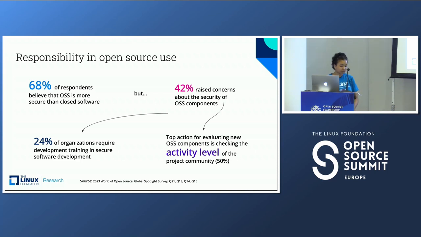And then if we even go further, it's 24% of organizations who require development training in secure software development. So although people are raising concerns, it seems that they don't require actions that would make sure that they can avoid the concerns. And then when people are evaluating whether to use an open source component in their organizations, most of them tend to check the activity level or other proxies, and then evaluate whether to use it, instead of a more direct inspection into the source code, which is of course not possible in every situation, but it's interesting to see that this comes up at top.